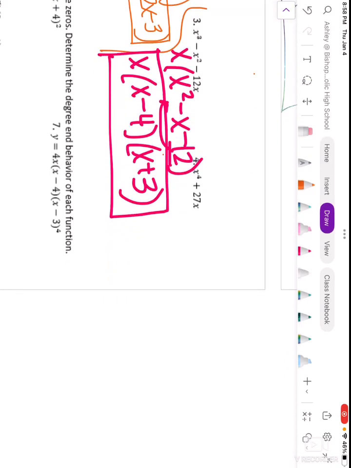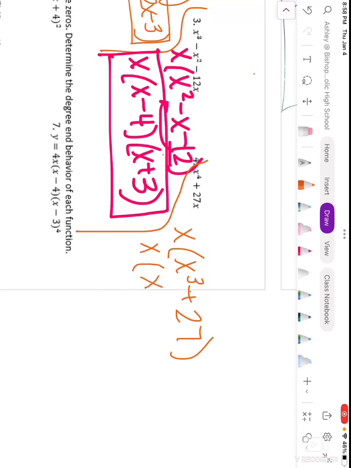On 4, kind of running out of space here, greatest common factor is x. We're left with x cubed plus 27. So this is a sum of cubes. These are both perfect cubes. Cube root of x cubed is x. Cube root of 27 is 3. And then we do this number squared, so x squared.